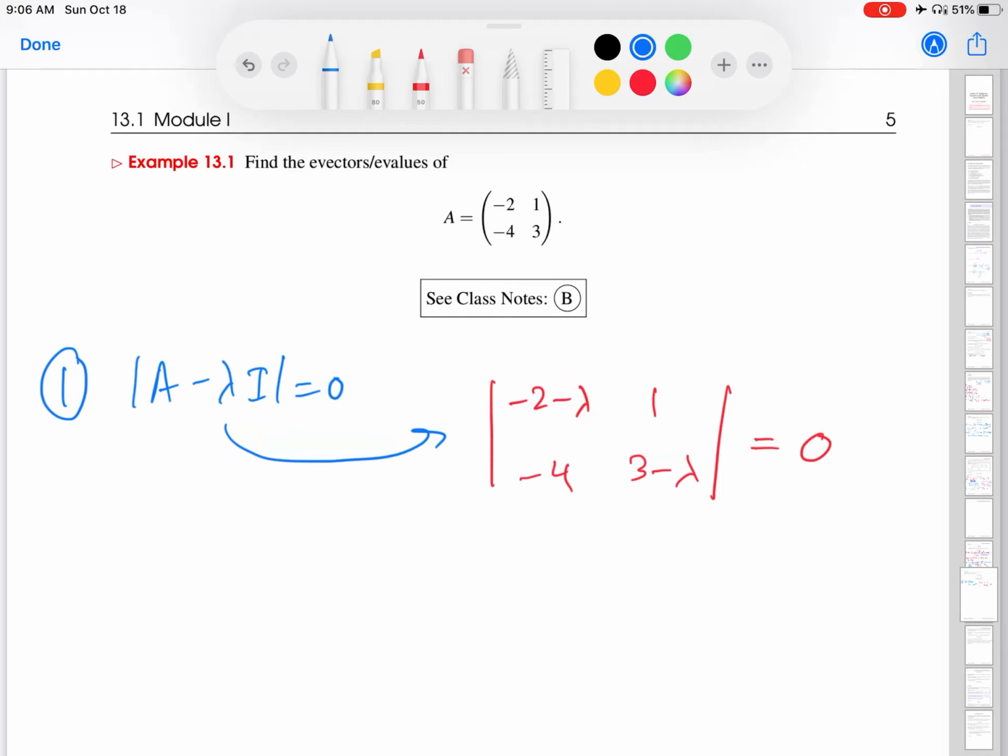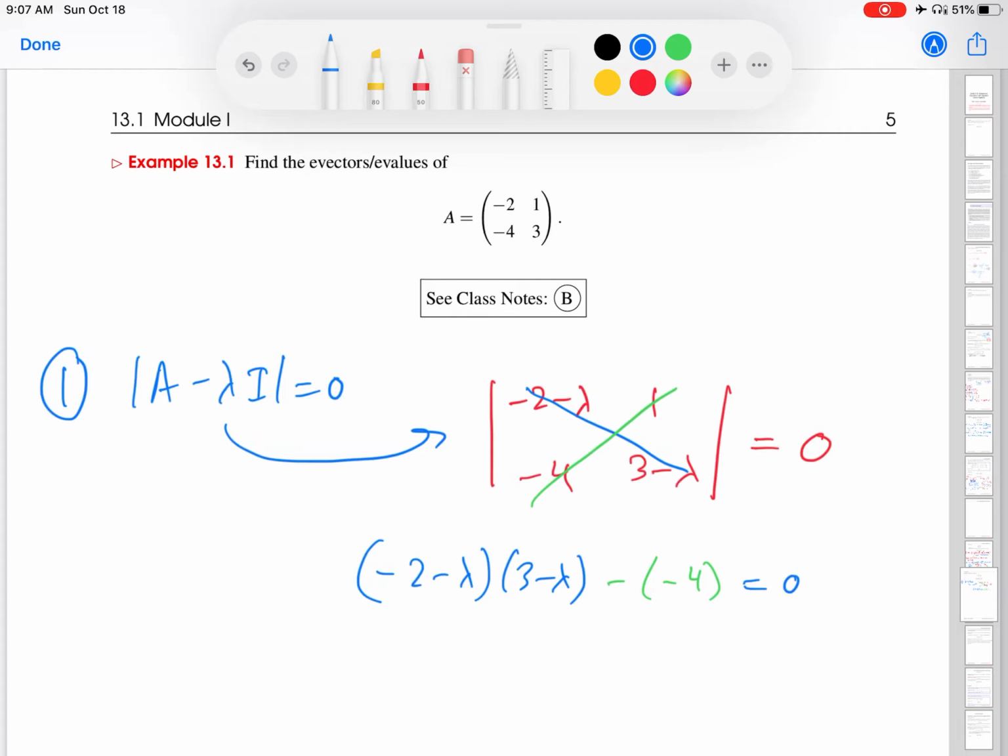Now I'm finding the determinant of this. It is a 2 by 2 matrix, so the determinant is just going to be the product of these two entries, so -2 minus lambda times 3 minus lambda, minus the product of the off diagonal entries, so -4, equals 0. And then my job here is to solve this for lambda.